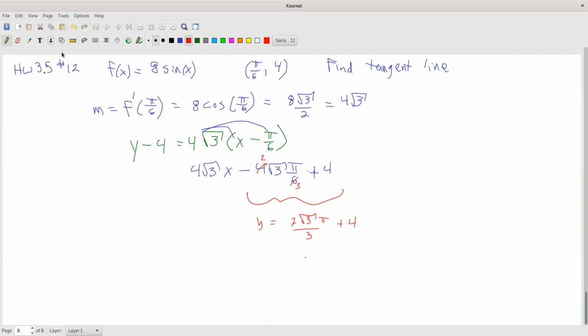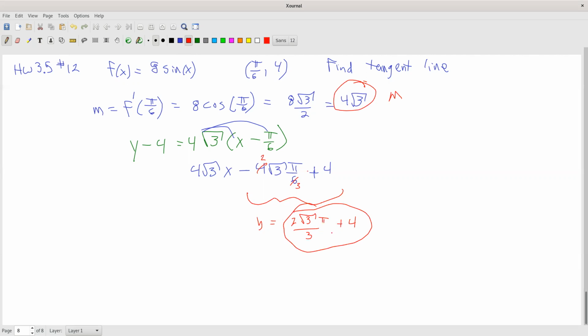Doesn't really get any better than that. We could add with the fraction, but it's not going to be much less ink. Yeah, that's my answer right there for b. And this is my m right here. And the graph looks good.